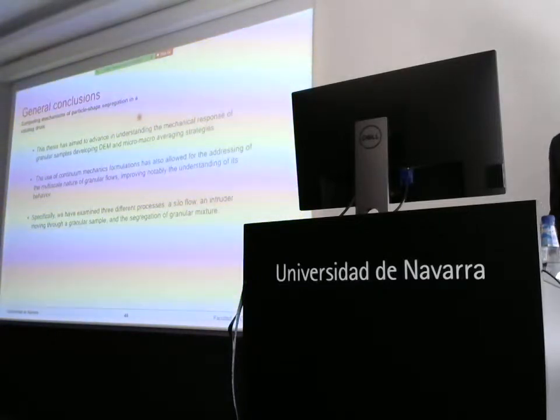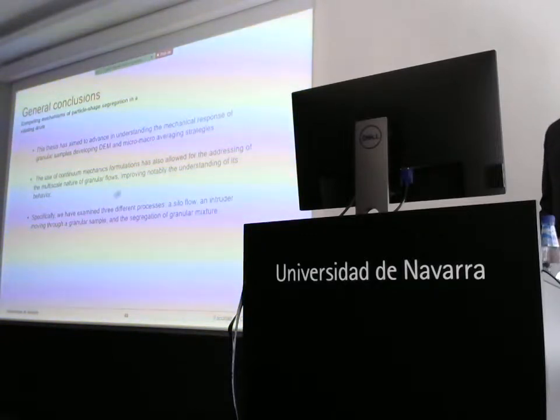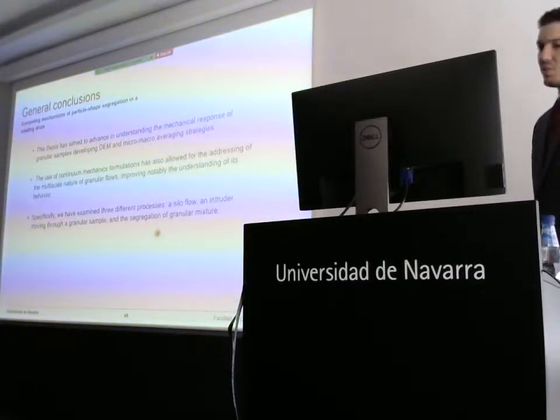And here we have as a general conclusion that this thesis has aimed to advance in understanding the mechanical response of granular samples, developing DEM and macro averaging strategies. Secondly, the use of continuum mechanics formulations has also allowed for the addressing of the multi-scale nature of the granular flows, improving notably the understanding of their behavior. And finally, specifically, we have examined three different processes: a silo flow, an intruder moving through a granular sample, and the segregation of the granular mixture.